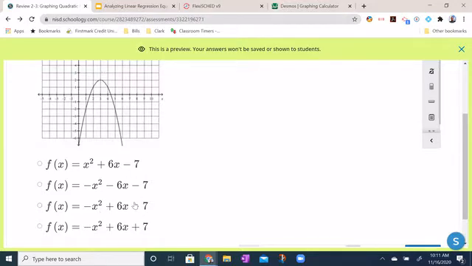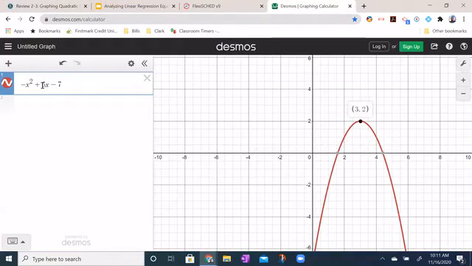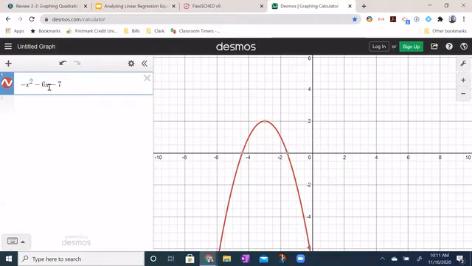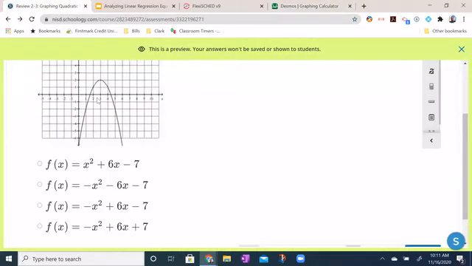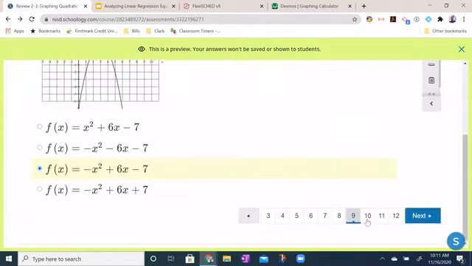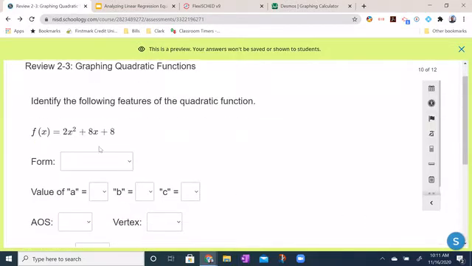The other one is the same equation, but one has a -6. Let's see what happens there. So let's change this to minus. And you can see it's on the other side. So it's not going to be this one. Obviously this is on the right side of the y-axis, so it's going to be the +6 version. So use Desmos, a very popular and powerful tool that you could use to help you with this test.